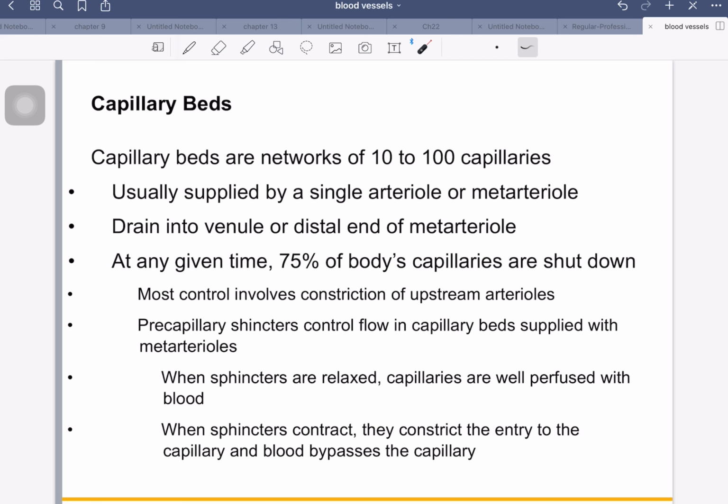And we're going to end it there, I think. We'll come back and talk about capillary beds in the next video.